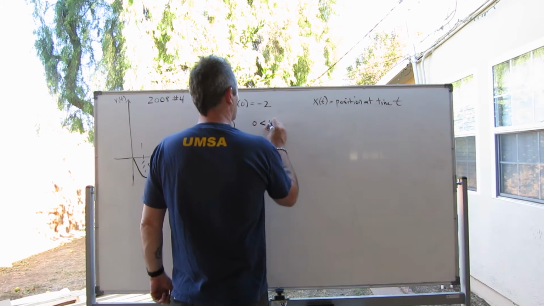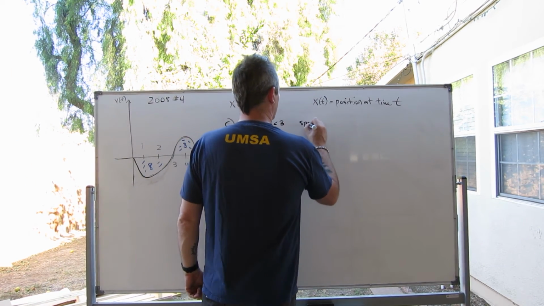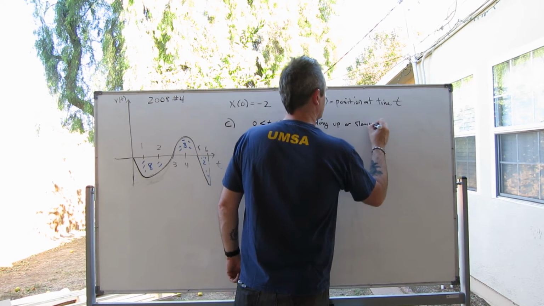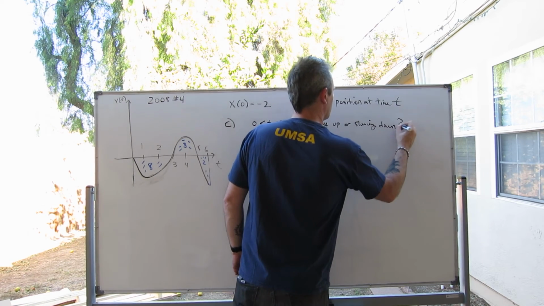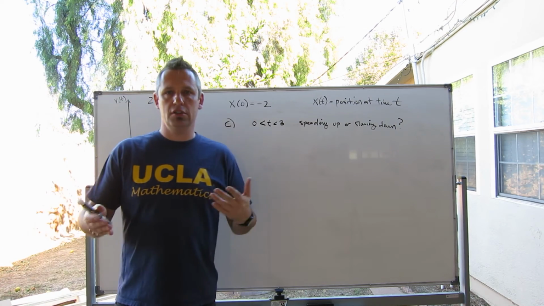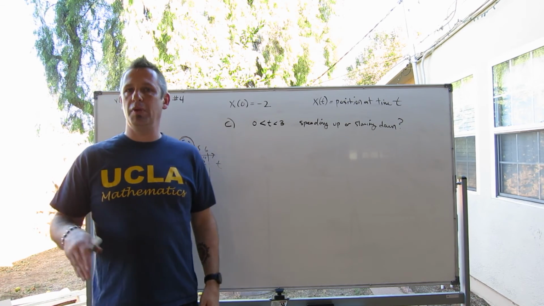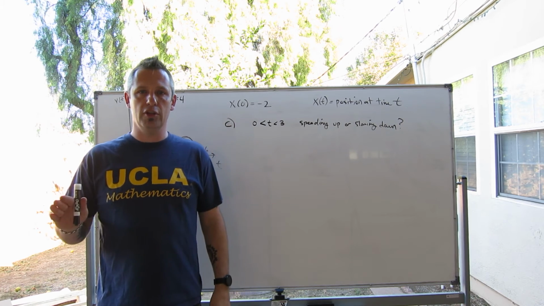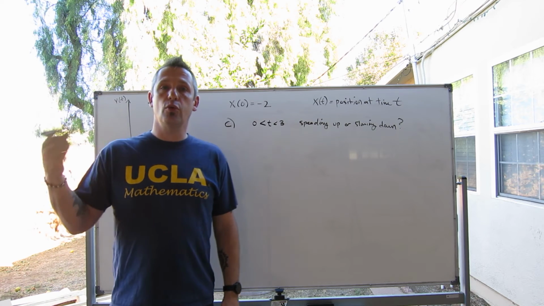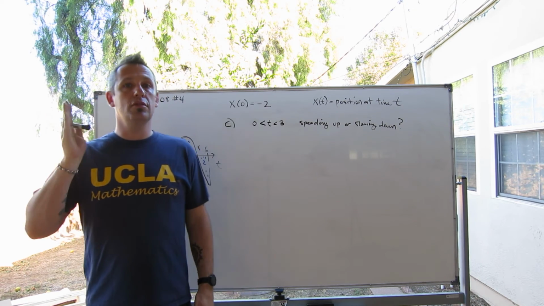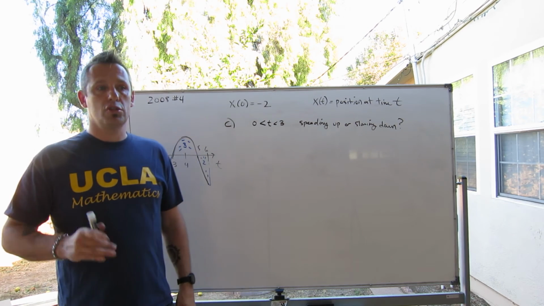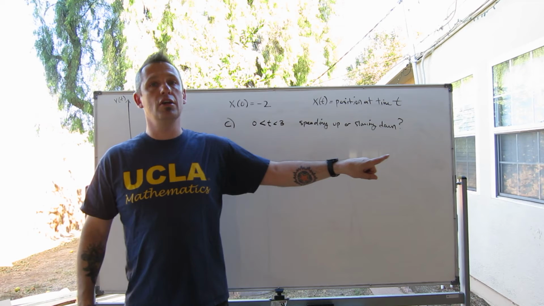So from 0 to 3, are we speeding up or slowing down? Okay, so this is a standard question, and we talked about this a lot in class. To decide if something is speeding up, it is not enough to look at the acceleration. The acceleration tells you whether the velocity is increasing or decreasing, but just because the velocity is increasing does not mean you're speeding up.